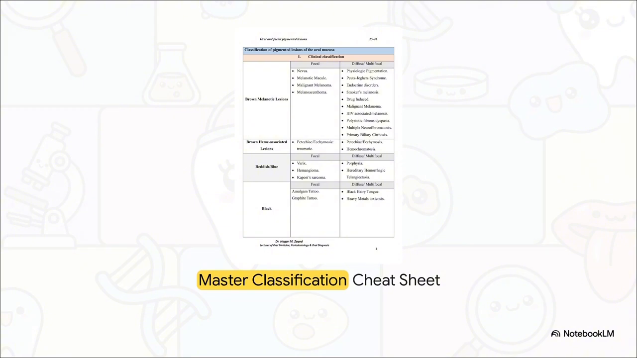When you're sitting there looking at an exam question, your brain should literally snap right to this grid, right? Is the lesion brown and focal? Bam, it's likely a nevus or a macule. Black and diffuse, you gotta start thinking about heavy metals or black hairy tongue. Pin this chart in your memory, seriously. It is the absolute framework for the whole shebang.